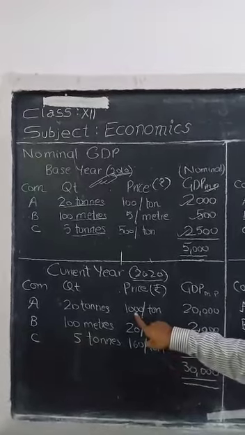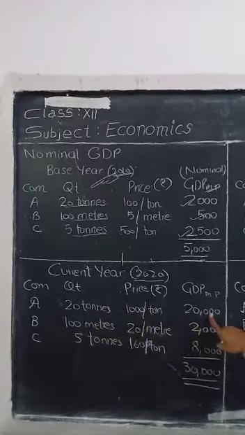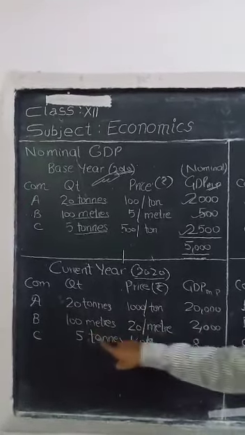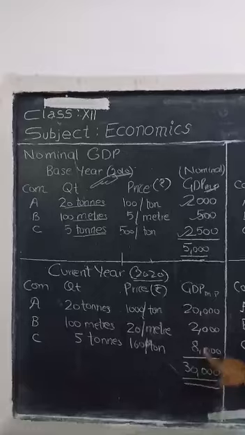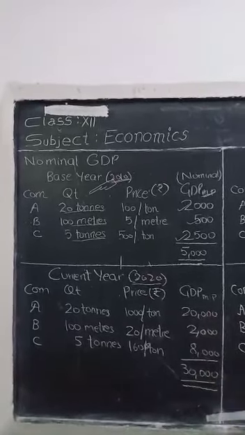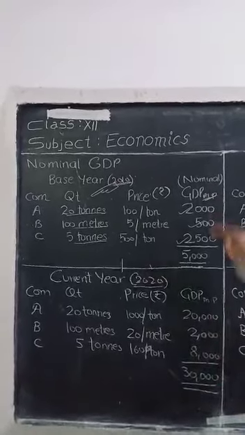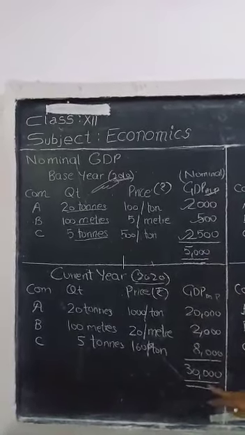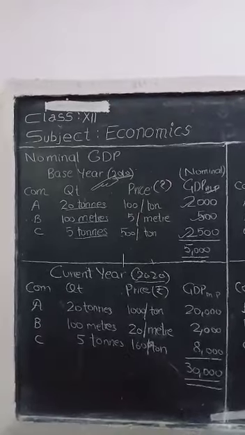So now you can multiply 1000 into 20, 20,000, 20 into 100, 2000, 1600 into 5, 8000, and by adding that, 30,000. So now you can see after a gap of 10 years, 5000 has risen to 30,000. But this is not real GDP, this is nominal.